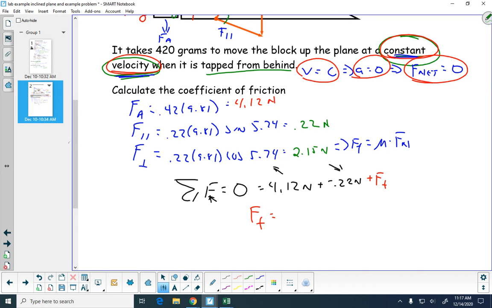Lucas, what do you get your force of friction to equal? 3.9 newtons. And this should be a negative, but all that means is it's going to be sliding down the plane. It's going to resist the motion going upwards. So that 3.9 newtons, the negative just means it's going in the opposite direction.